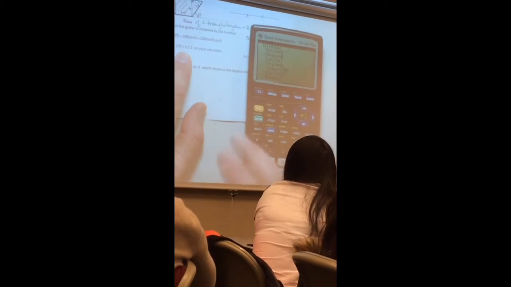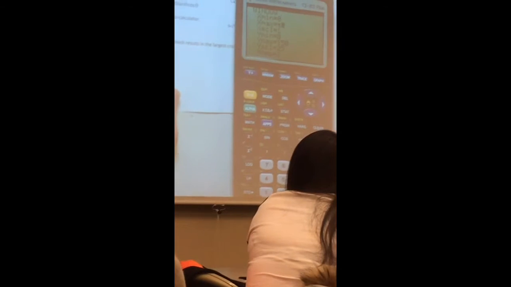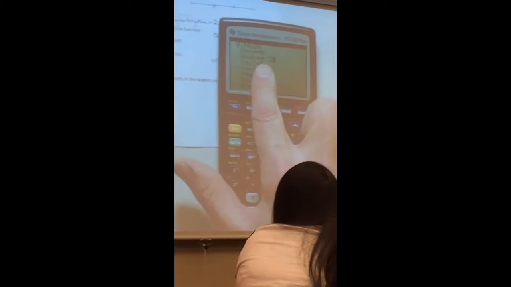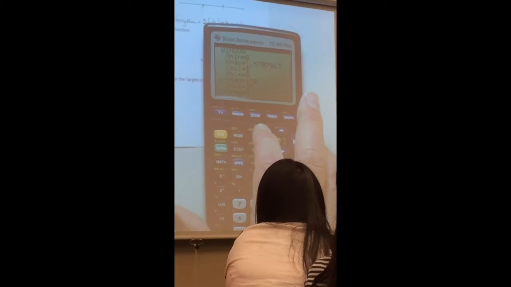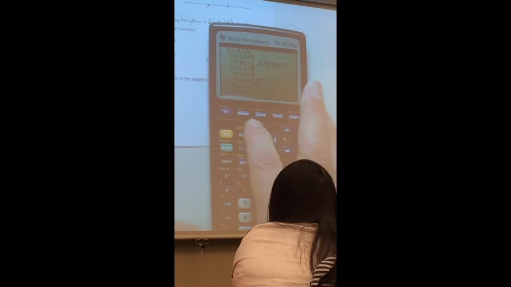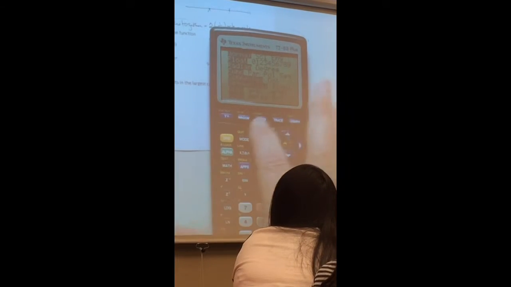X min is 0, X max is, I'm not 2 pi, pi over 2, sorry. Pi divided by 2. So you type that in, and as soon as I hit enter, it's going to switch it to radian decimal. I check I am in radian mode, so that's good.